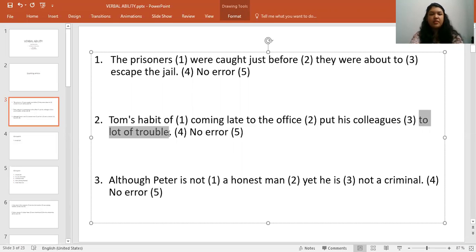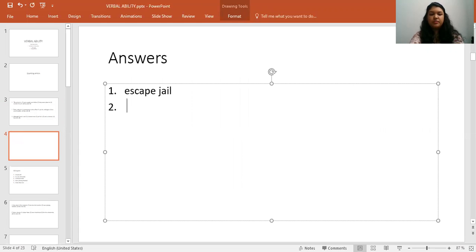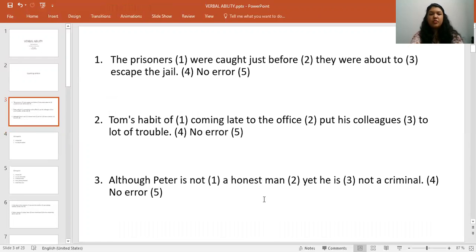If we go through idiomatic expressions, a lot of trouble is a common idiomatic expression used in a sentence. And here we are taking this to correct the error. To lot of trouble should be changed to a lot of trouble. That is the error that we have found in the second sentence. Moving on to the third sentence. Although Peter is not an honest man, yet he is not a criminal.